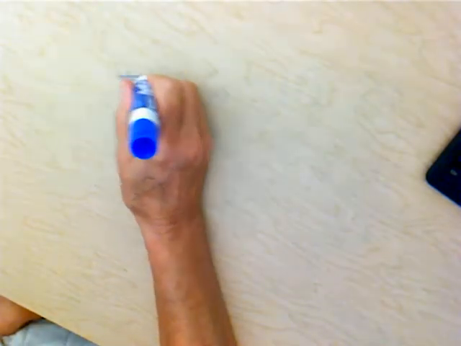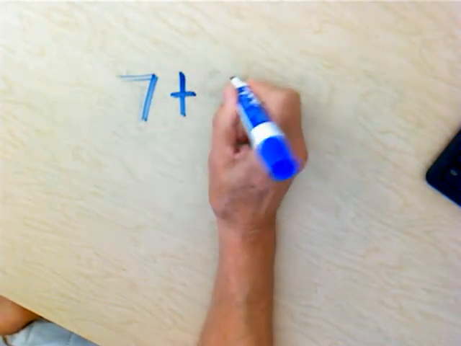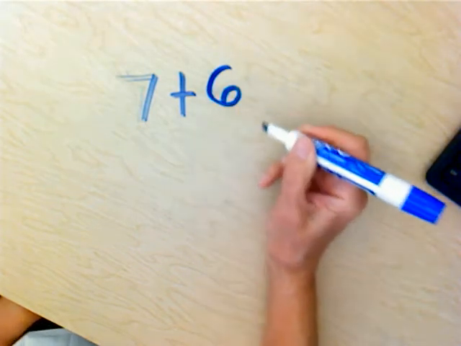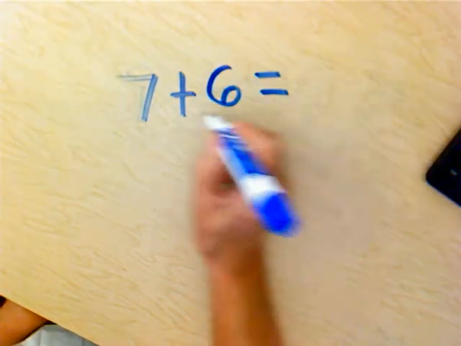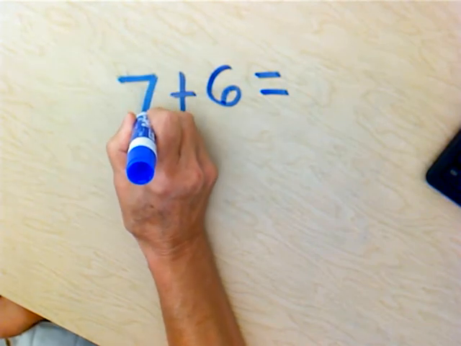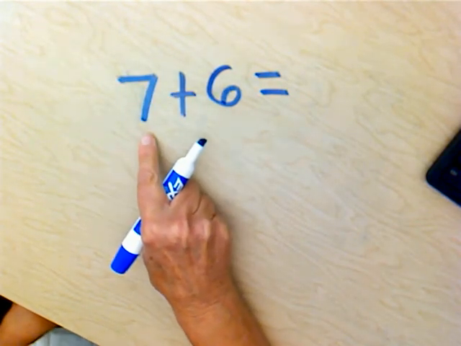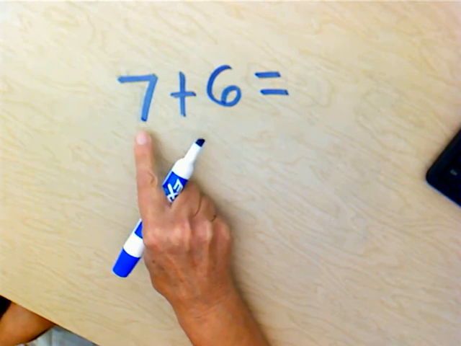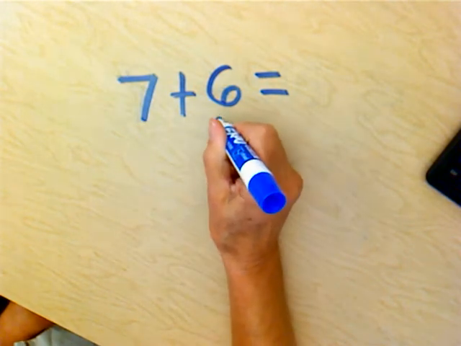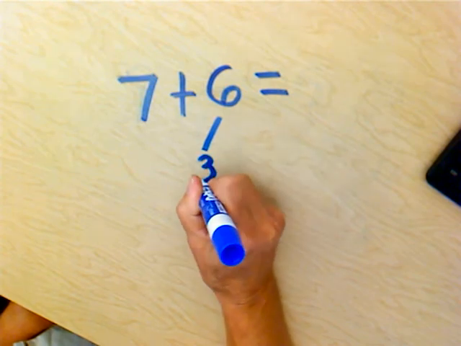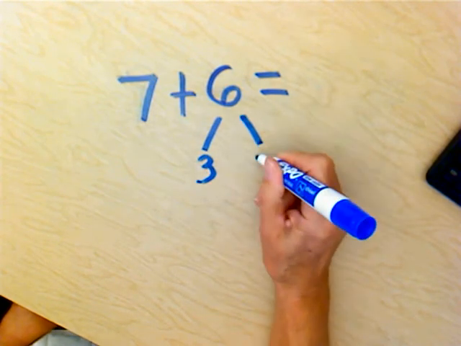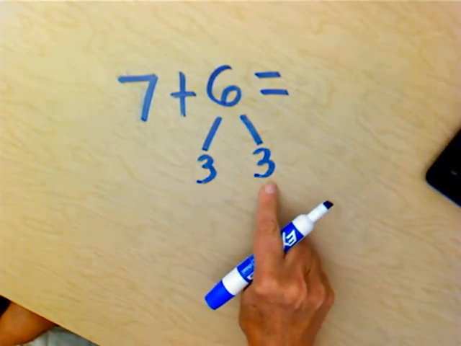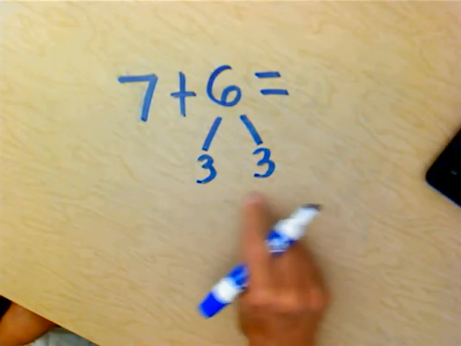So I have 7 plus 6. I'm going to see if I can figure out what that is by taking some out. How much would I need to make that 7 a 10? Well, 7 plus 3 is 10, so let's take 3 out of that 6, and I'm going to still have a 3 left over. So I'm breaking 6 into 3 and 3. Still 6, but I'm just breaking it apart.